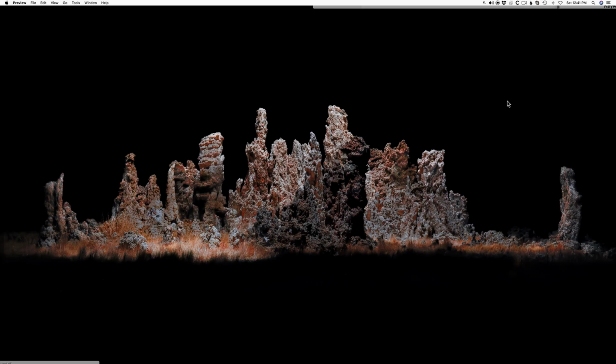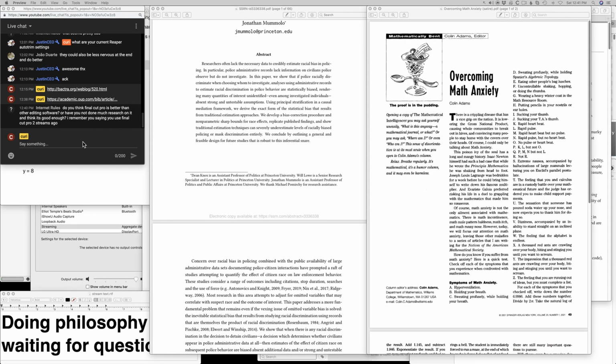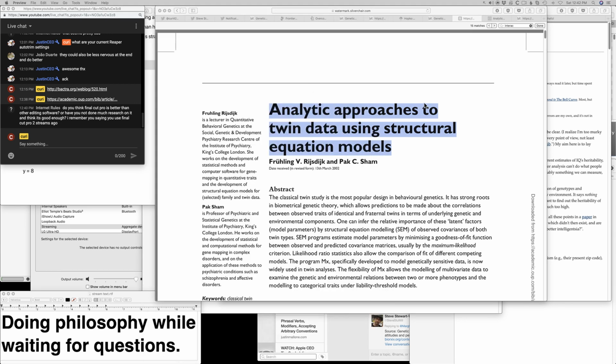I guess that one is overcoming math anxiety. Okay, I've got some papers saved on my desktop. I'll sort them later. We can close that. What is this? Oh, this is the racial profiling shit that I looked at previously.